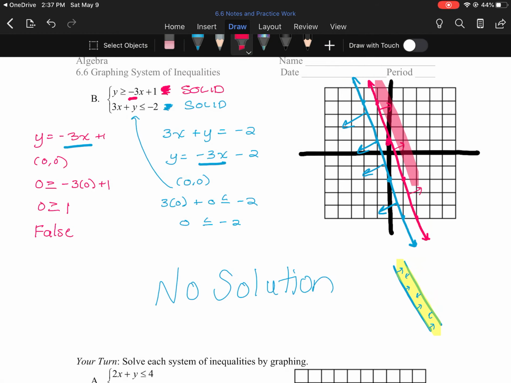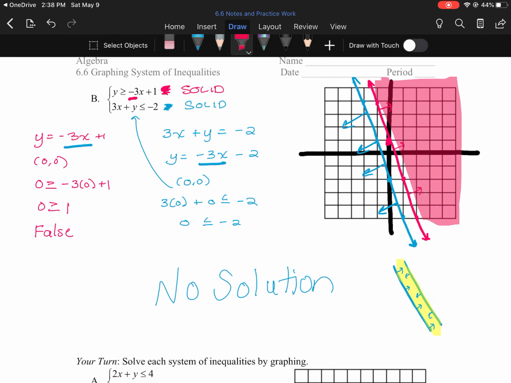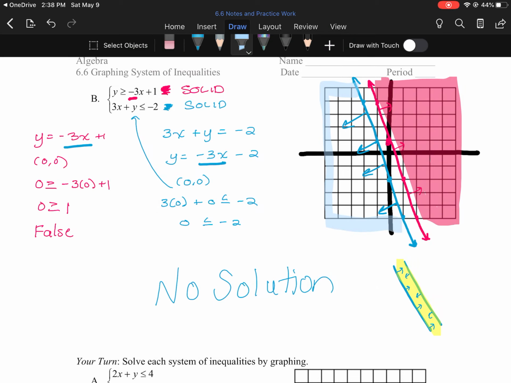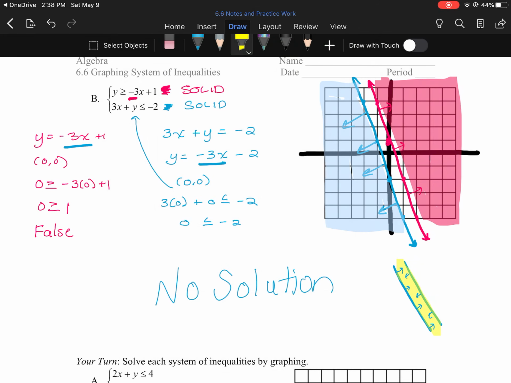So since it is like that, I'm just going to go ahead and shade these in so that way it's a little bit more clear as to what our solution is. All right, so that's no solution. So take a few minutes, pause the video, and try those two. I believe there's 2 your turns.